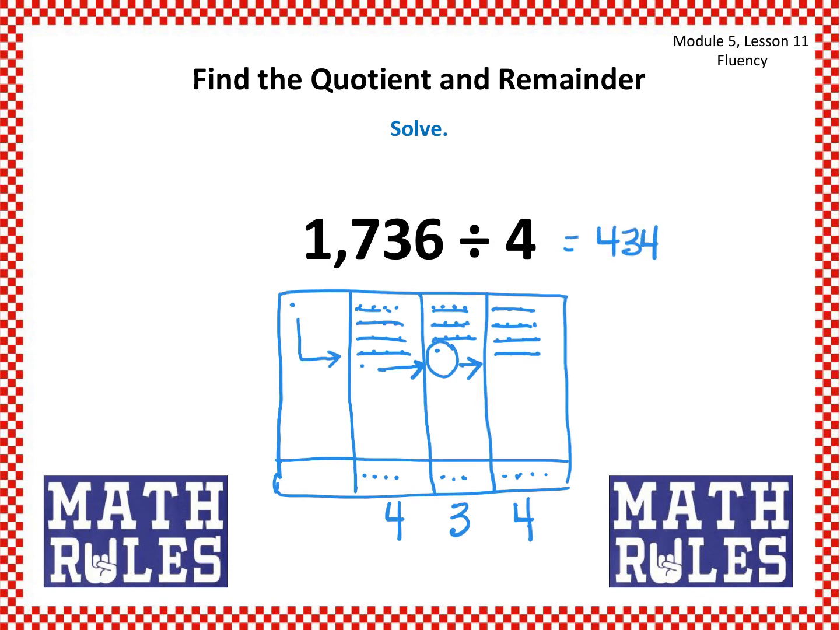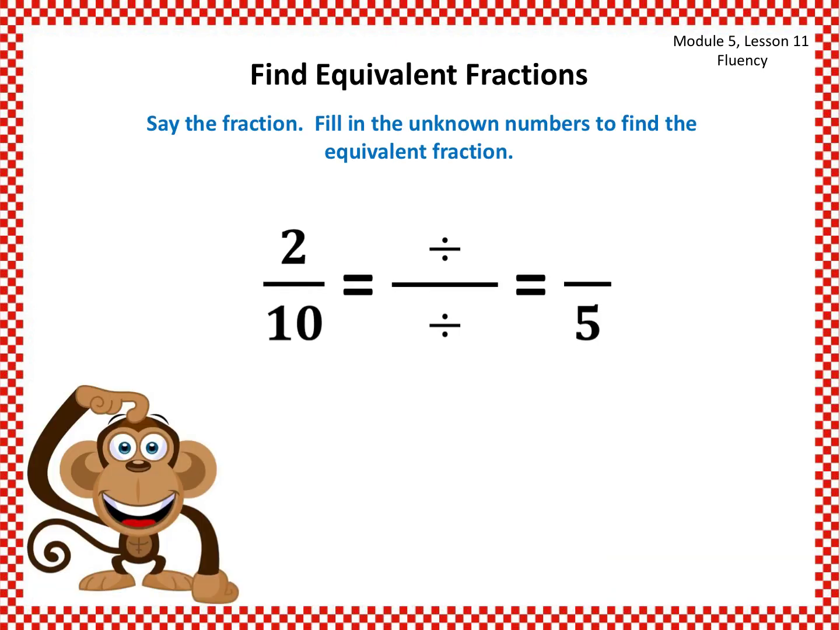All right, so that was just a quick review of both the algorithm and the unit, the place value way of doing our division. Now we're back to fractions. We're going to say the fraction and fill in the unknown numbers to find the equivalent. So we are going to be dividing this time instead of multiplying.